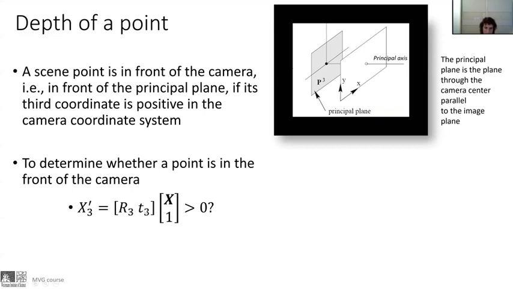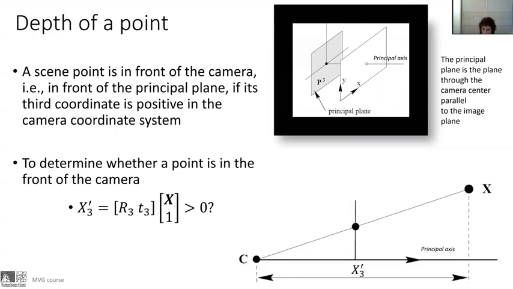If we take the third row of the camera matrix and multiply it by the 3D point, the homogeneous coordinate of the 3D point, we get the third coordinate in terms of the local coordinate system. This is what we call x3 prime. If x3 prime is positive, then this point is in front of the local camera. If x3 prime is negative, it means that this camera does not see this point.